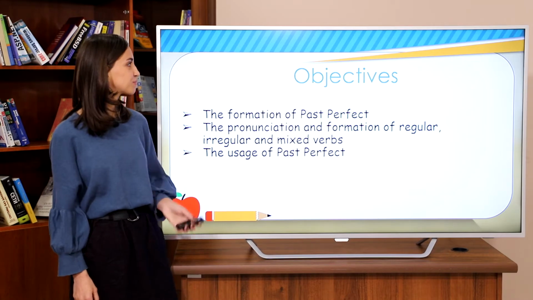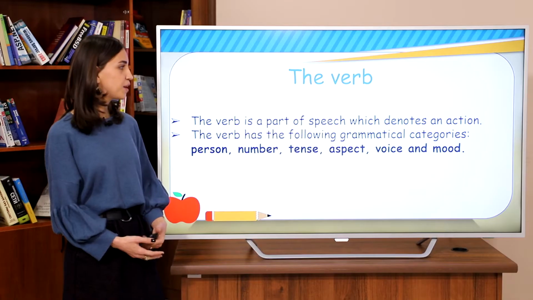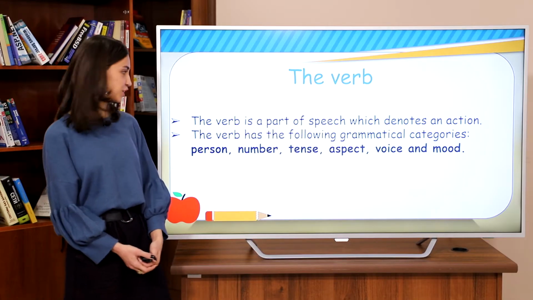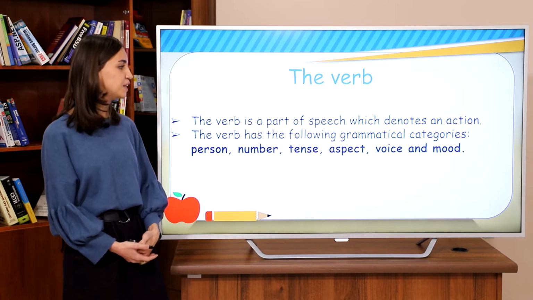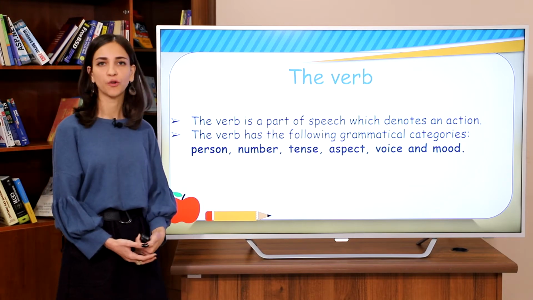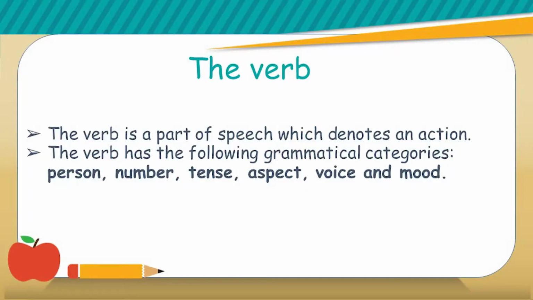Let's go. As you can remember from the previous video, simple past, the verb is a part of speech which denotes an action. The verb has the following grammatical categories: person, number, tense, aspect, voice, and mood. And today we are going to talk about tense.